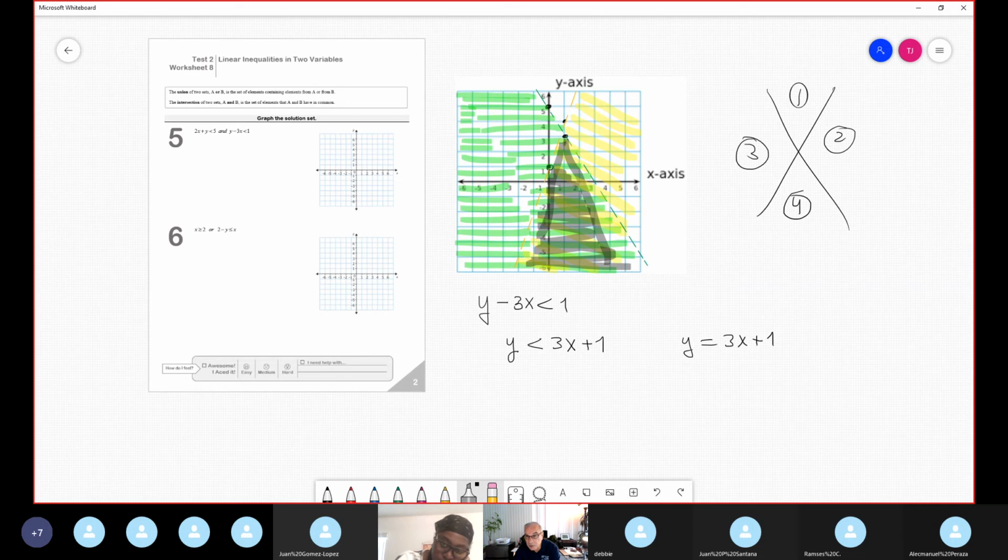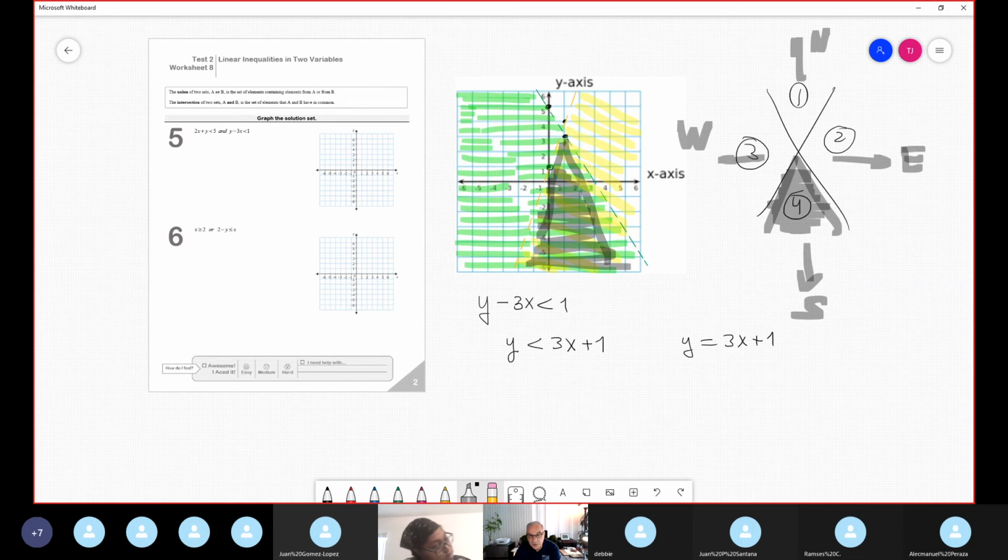But actually we have 4 possibilities. In this case it was this, because it was below. Below is south, and above is north, I suppose. Left and right, maybe east or west. And we have 4 possibilities only. Okay, so this is my final answer, graphical in this example. And that's it. Do you follow me?